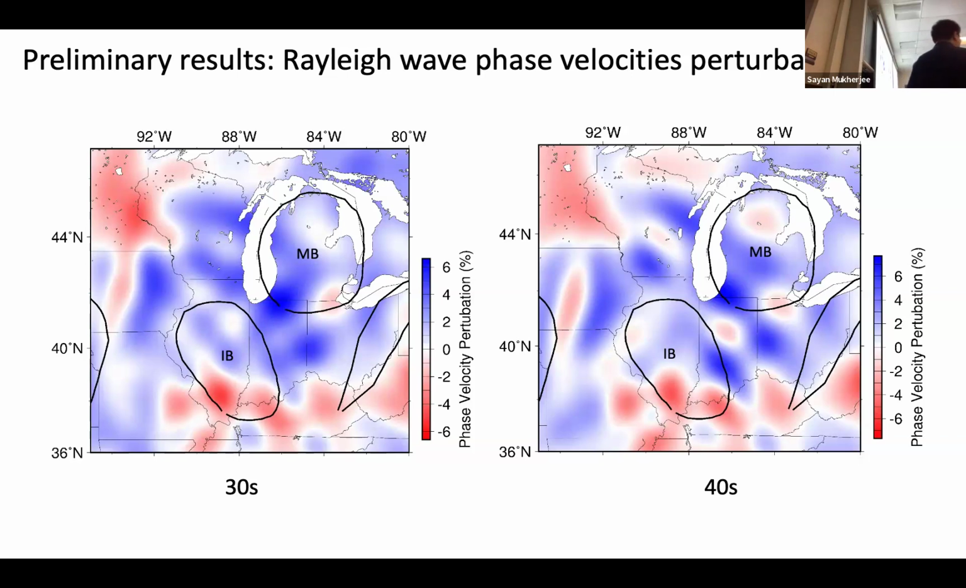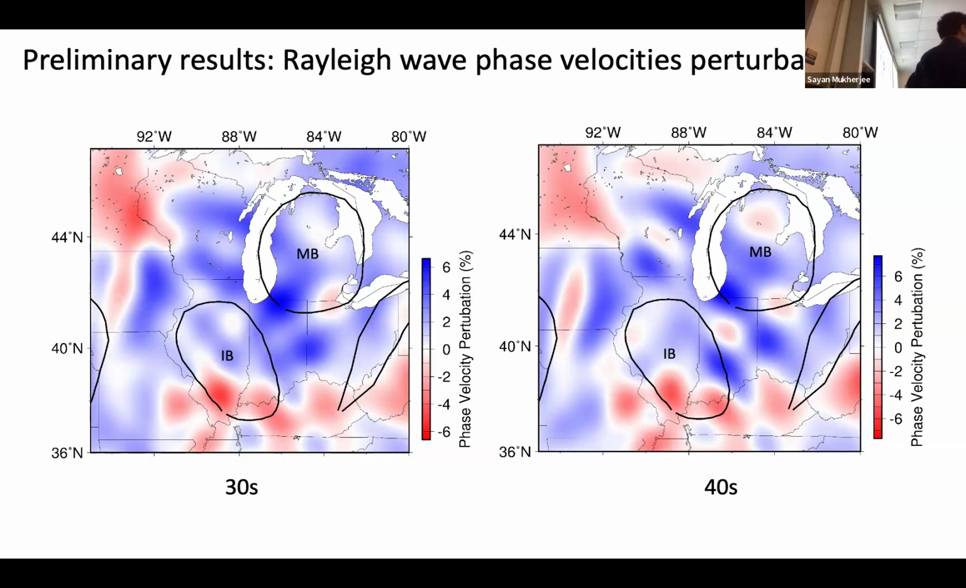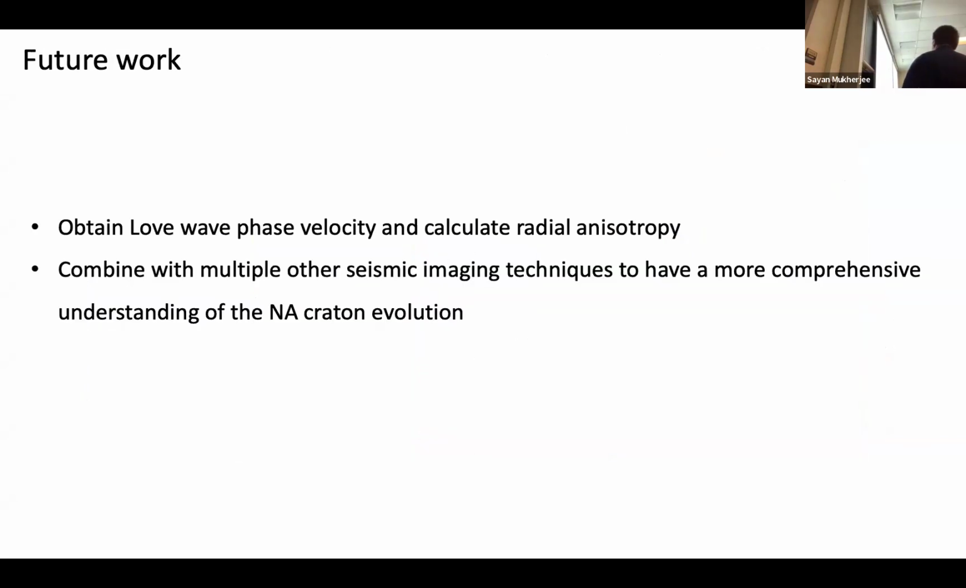There's one more feature we need to notice: under the mid-continental rift and some parts of Tennessee, the low velocity perturbation extends all the way from 15 seconds to 40 seconds. So it probably cuts through the crust. And that's all the results I have for now.